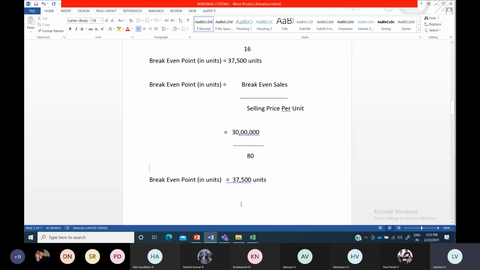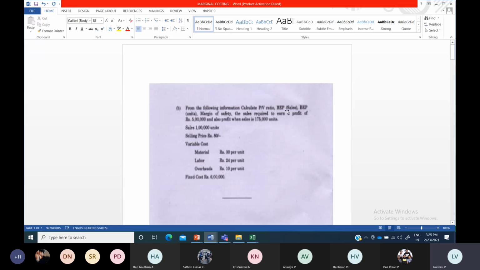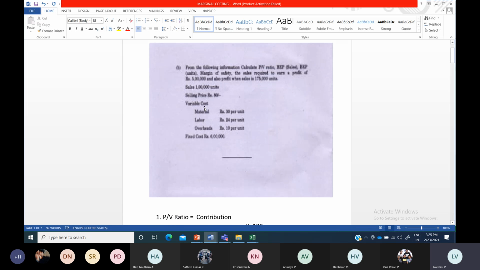So now if you see in this question, we have obtained PV ratio, break even point in sales, that is in rupees, and one more thing, break even point in units. You can use any of the formulas for BEP in units. Fixed cost divided by contribution per unit is the most common formula used by all. The other formula is break even sales divided by selling price per unit. Both will give you the same answer only. You can use any of them.